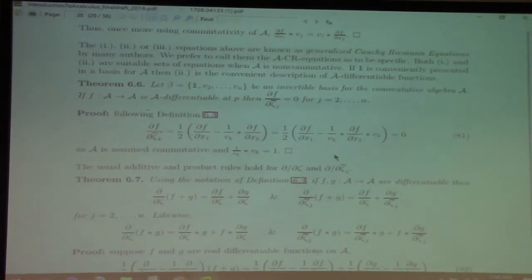And that shows you that the condition partial f partial xk equal to partial f partial x1 times vk proves that all of the conjugate variables vanish. And actually the calculation reverses. If you have all the conjugate variables vanish, you also get that. I mean, anyway, it's if and only if, I'm pretty sure. Although I've stated it as if-then, I think it's actually interchangeable.